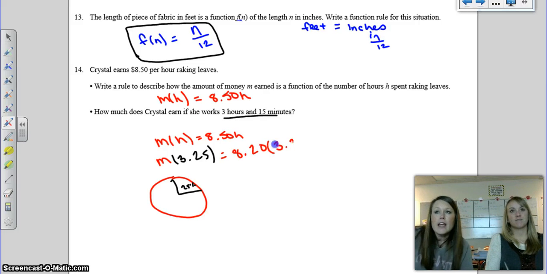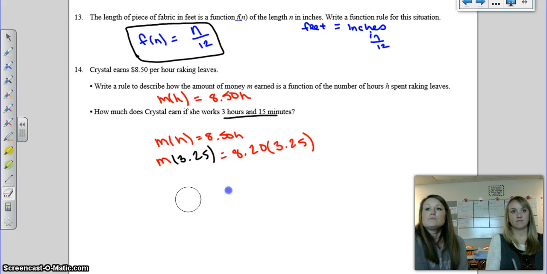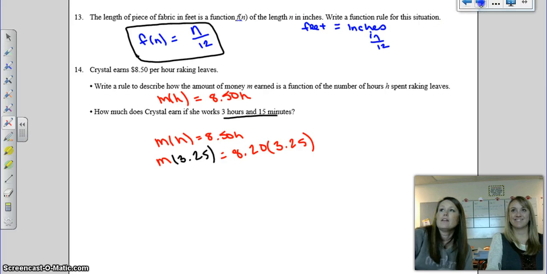Okay, so 0.25, and then multiply that out. Whatever that money is. But we don't have a calculator.